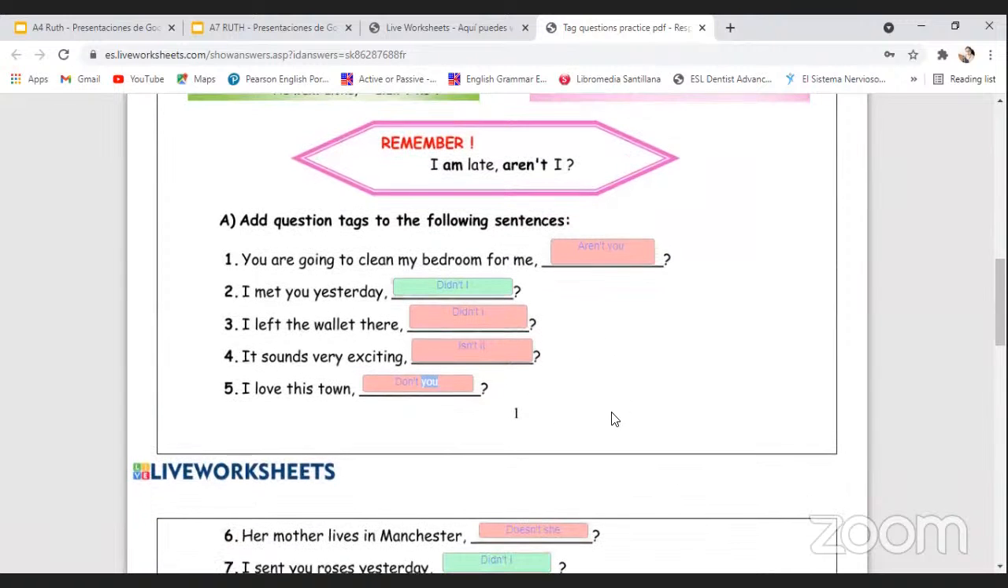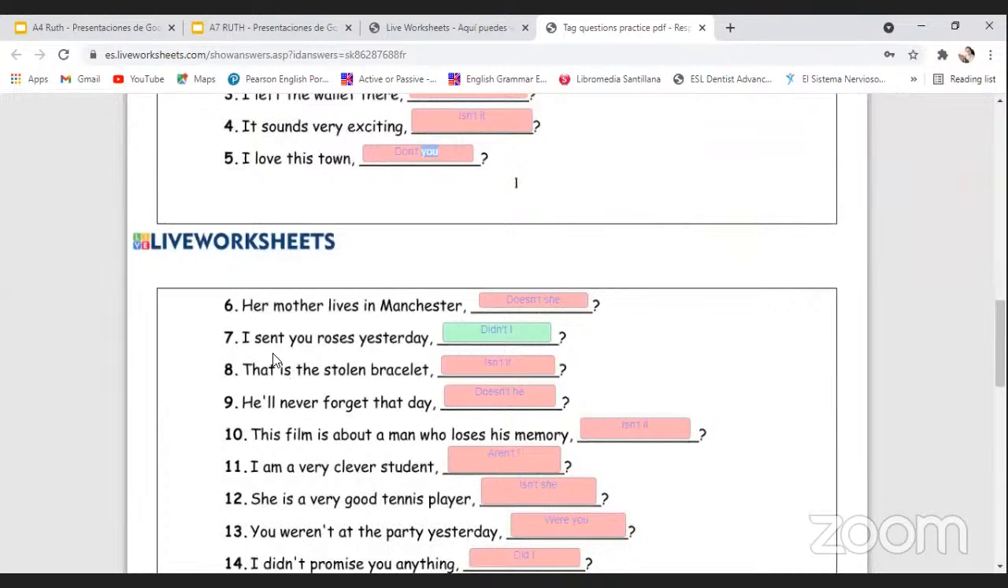And this one is not because of the subject. Here. Her mother lives in Manchester, doesn't she? Yeah, this one is also correct. It's because of the capital letter. This one is correct. That is the stolen bracelet. That is okay, isn't it? Correct also. He'll never forget that day.